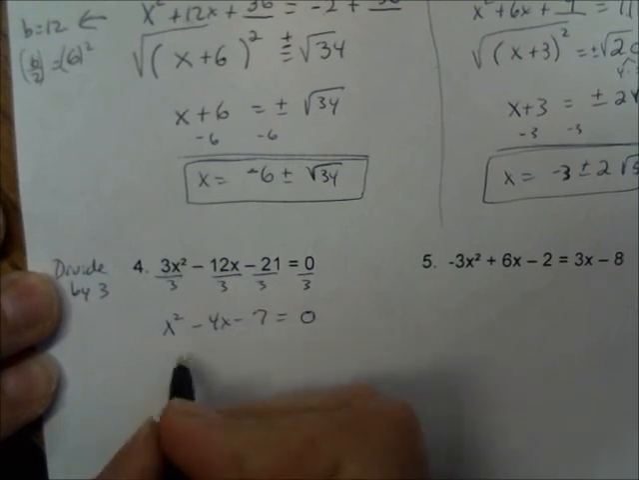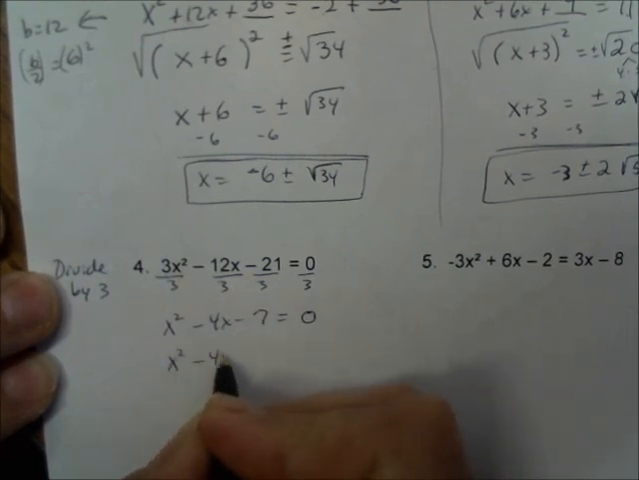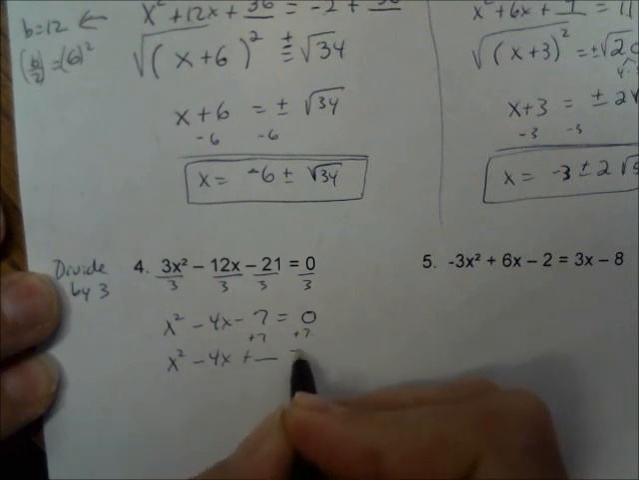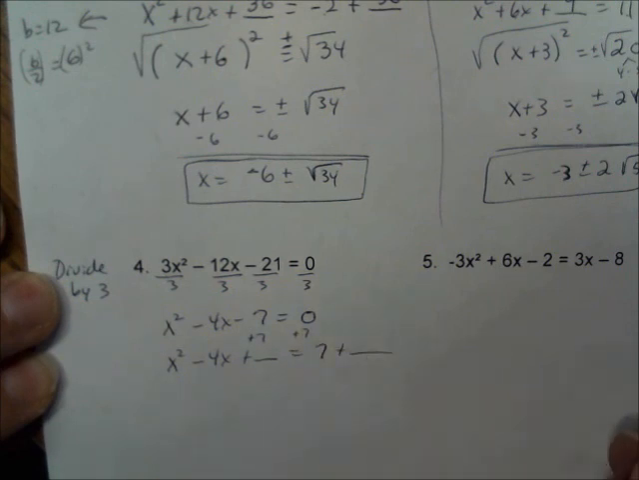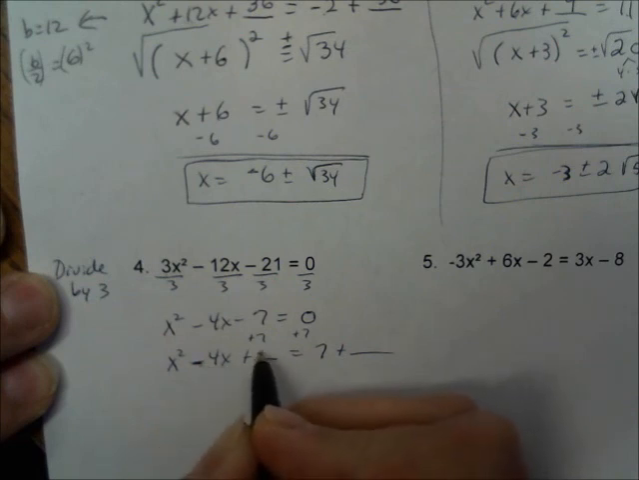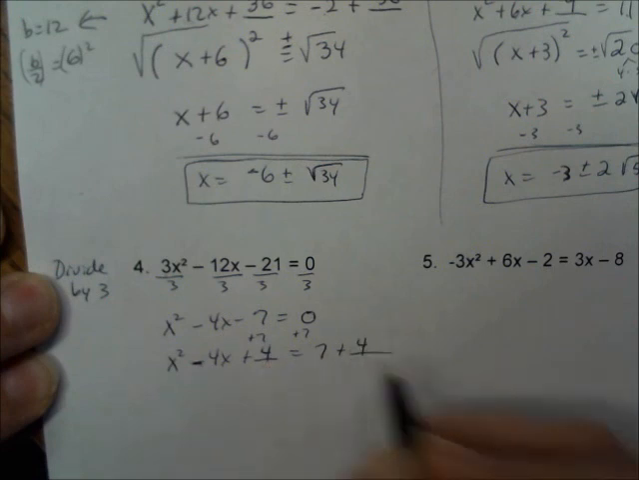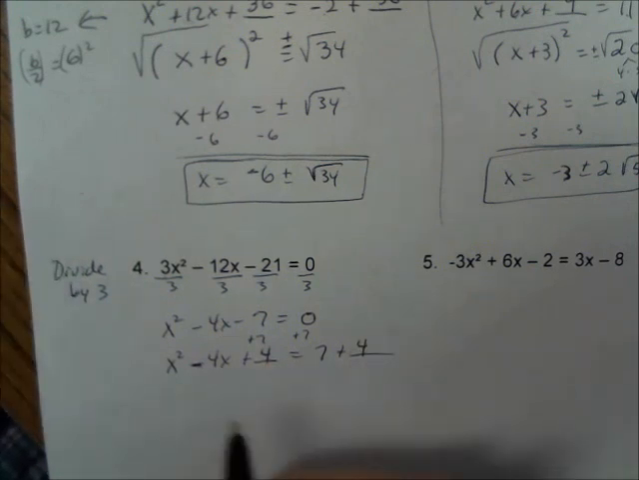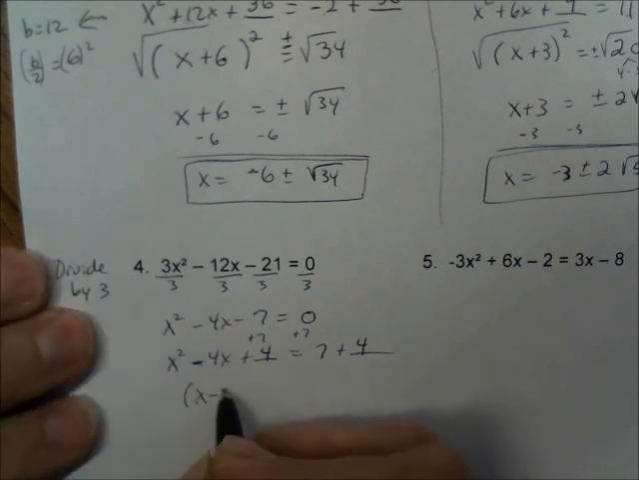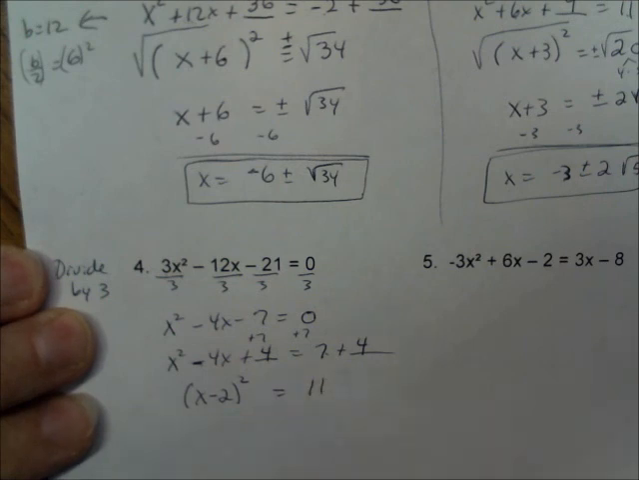Now you're going to add 7 to both sides: x squared minus 4x plus blank, because we're going to add 7, is equal to 7 plus blank. Half of negative 4 is negative 2. Negative 2 squared is positive 4, so you're going to add 4 to both sides. The factors of positive 4 that add up to negative 4 are negative 2 and negative 2. 7 plus 4 is 11.